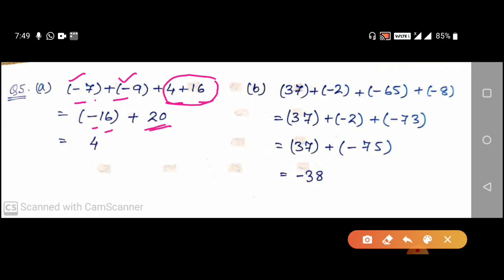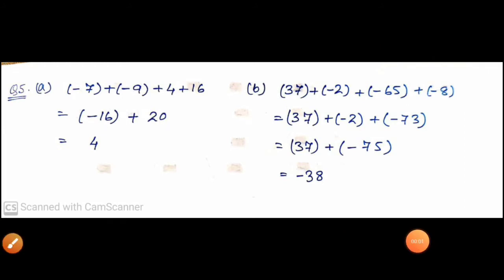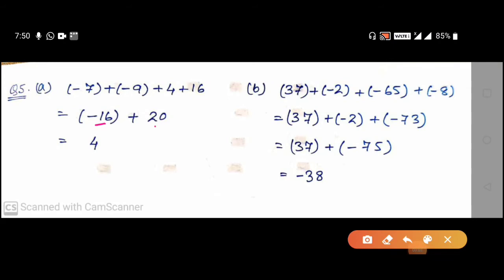Now here we have one negative integer and one positive integer. Since we have one negative integer and one positive integer, we will subtract and the answer will take the sign of the greater integer. And here the greater integer is 20. Sign of 20 is positive. So our answer will be positive. And if we subtract 16 from 20, we will get 4. So answer will be 4.